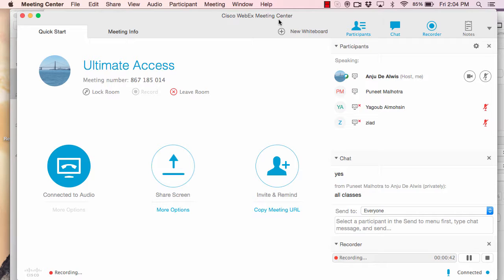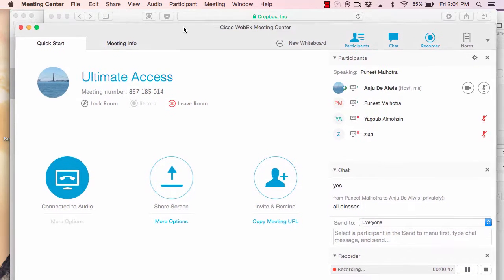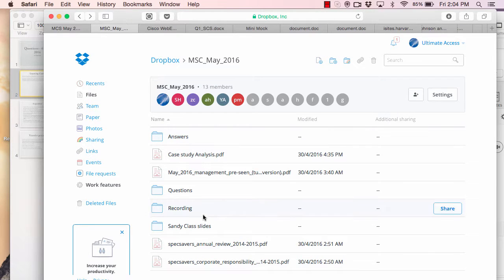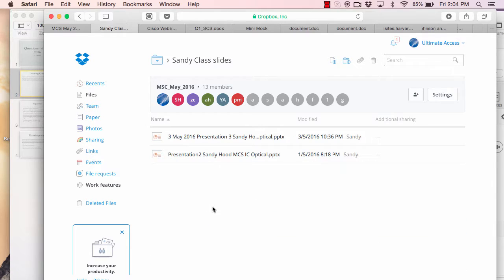Do you want to open the slides? Okay, so I'm going to open the slides on our Dropbox. Yes, I will do that as well. But I want to just recap on this particular one. So let's go to Sandy's class notes. So he did a class on the 3rd. Is that the one that you want to go through? Were you there on the 3rd?